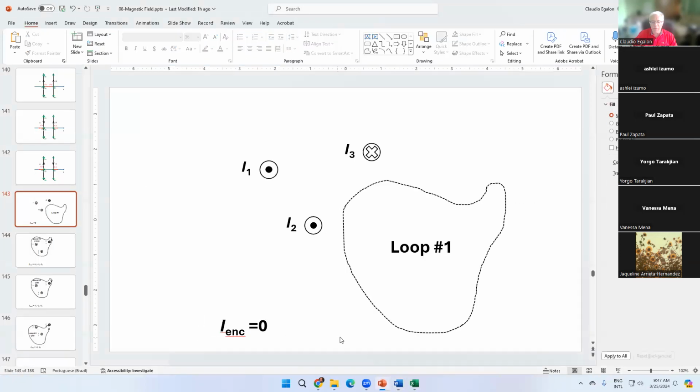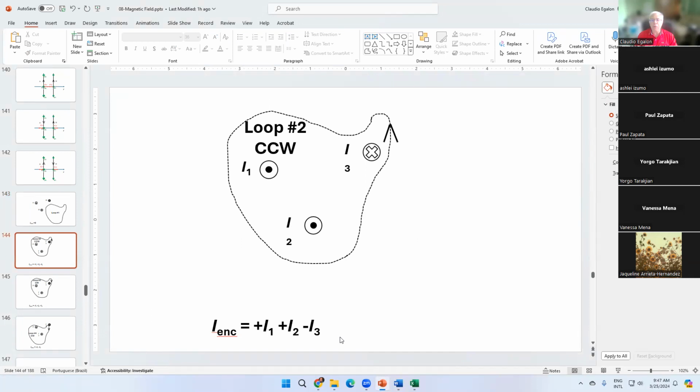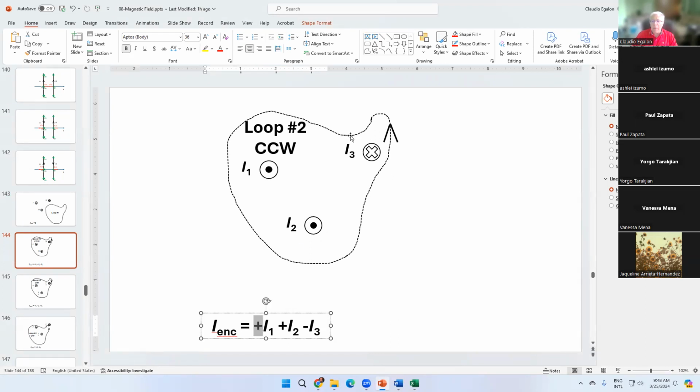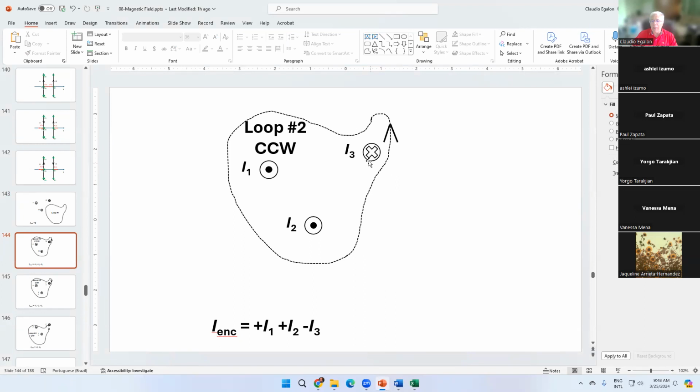Now suppose that I choose a different loop, this loop number 2, and this loop is going in the counterclockwise direction. Not only that, it also encloses all three currents, I1, I2, and I3. The enclosed current in this case is going to be I1 plus I2, because they have a positive sign, as they point in the counterclockwise direction using the right-hand rule. And I3 is negative because it's oriented in the clockwise direction instead. That's why we have this negative sign, okay?